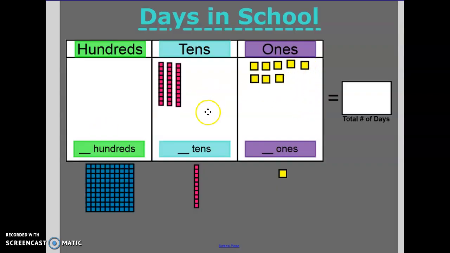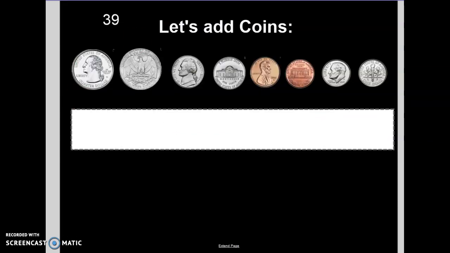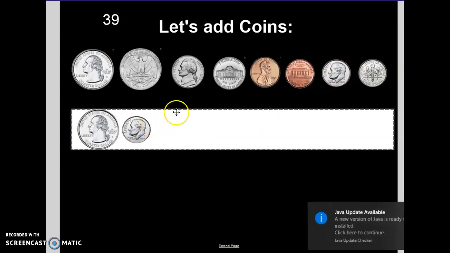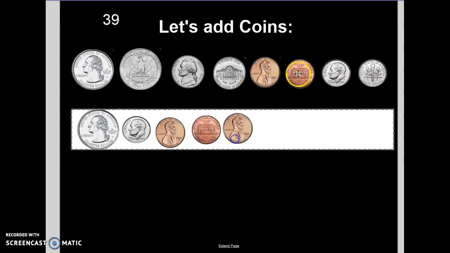Last week we had been at school for 38 days. If we're at 38 and we add one more, then now we have 3 groups of 10 and 9 ones, which makes 39. All right, let's make 39 cents. I'm going to pull down a quarter again, so that's 25. I'm going to add a dime, that's 35. And then I'm going to say 36, 37, 38, 39.